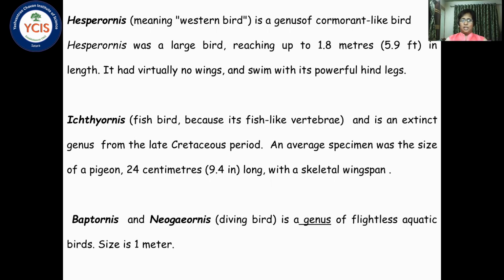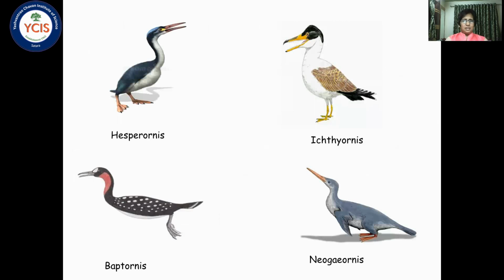Hesperornis, the meaning of the name is western bird, and it is a genus of cormorant-like bird. The size of that bird is very large, reaching up to 1.8 meters, and wings are not present in that bird, and it swims with its powerful hind legs. Now see, these are the pictures of the 4 birds which are included in this superorder.